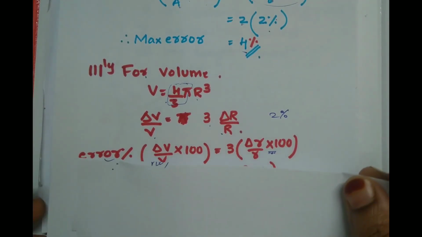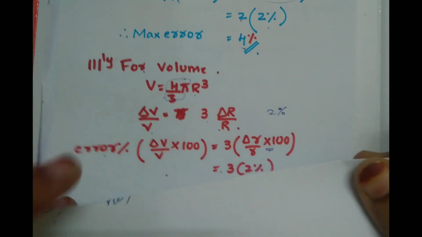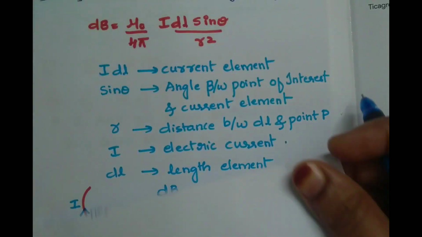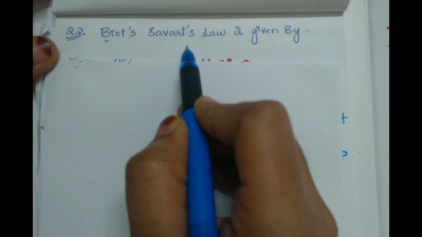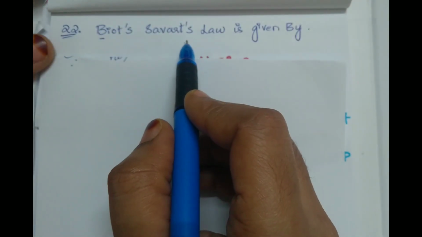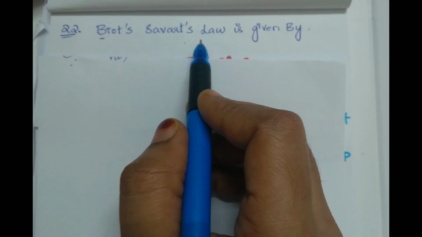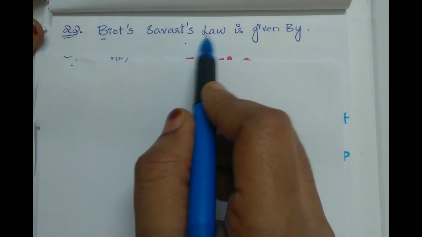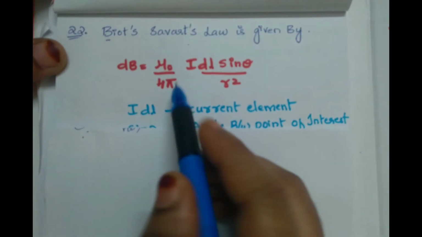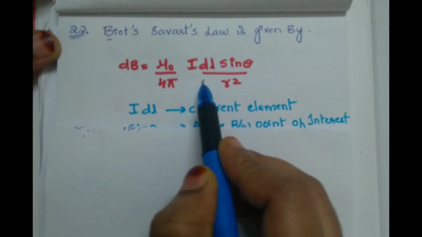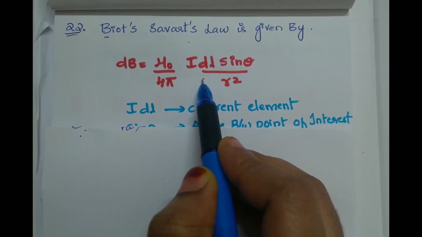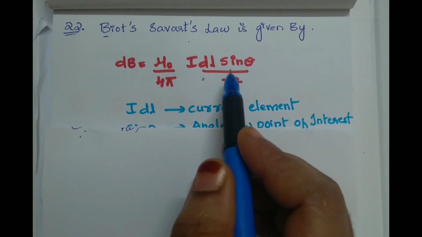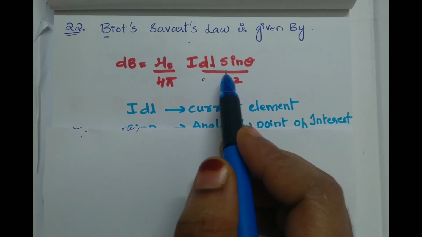Hope you understood this. Then let us understand the next question, that is the 22nd. See, this is very important, that is Biot-Savart's law. In my previous video I have explained about Biot-Savart's law, you can watch the video. So what does Biot-Savart's law say? See, they have directly asked you the equation for Biot-Savart's law. So here, what are the terms included and what Biot-Savart's law actually means.